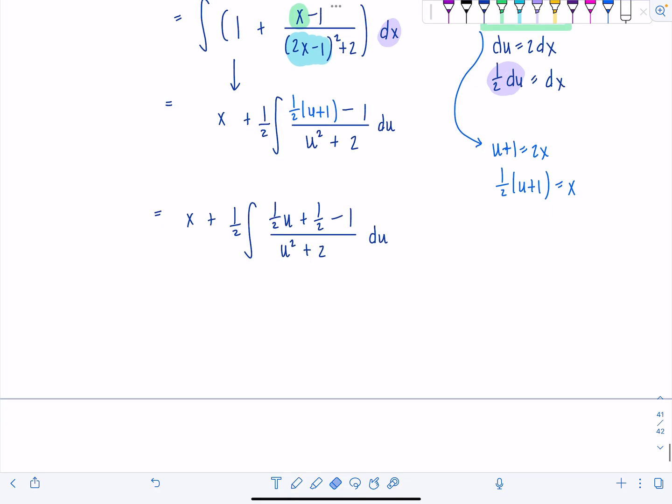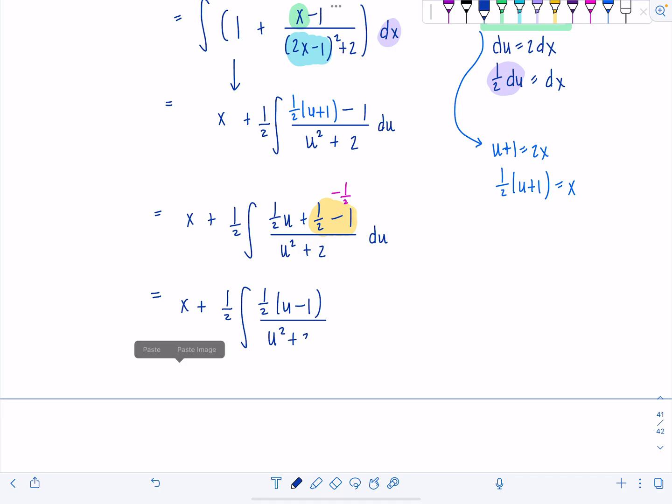And then, you know what I'm noticing? So this is negative 1/2, right? Yes, that's negative 1/2. So I can rewrite the numerator as 1/2 times (u minus 1) over u squared plus 2 du. Are you with me? If I lost you, this is what happened that I didn't write out. We have 1/2 u minus 1/2 in the numerator. So then just take out the 1/2 and you have u minus 1.